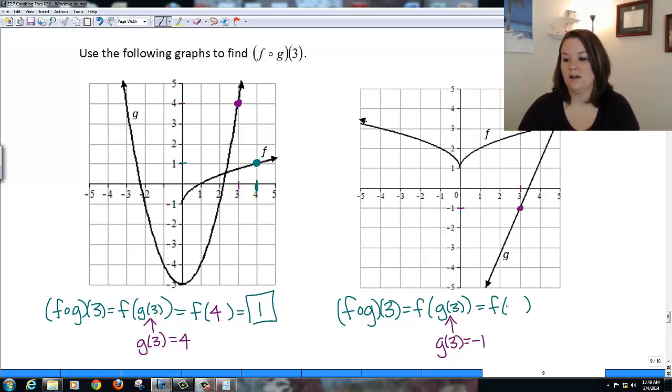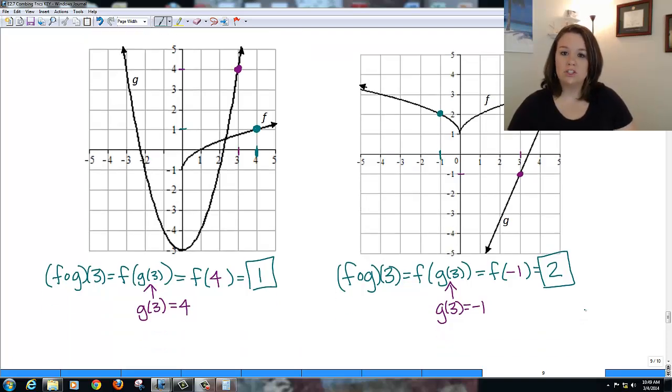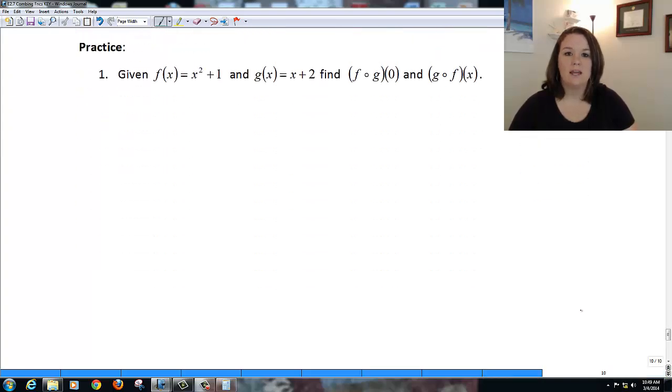Okay? To find f of negative 1, I go to where x is negative 1, which is here, and I trace it up to my f curve, which is here. And notice my y value at that point is 2. So f composed of g evaluated at 3 is 2. Okay? All right, on the next page there's 2 for y'all to try. I'll give you a minute to do those and then we'll go over them. Okay?